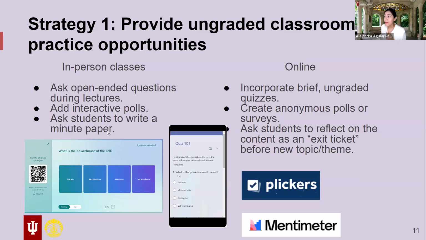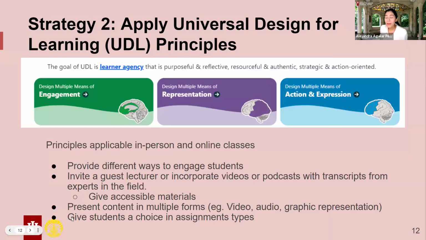Similarly, you can do this online by incorporating brief ungraded quizzes in your learning management system, or even asking students for an exit ticket or a brief reflection before they move on to the next topic. That can be done both in online spaces and in in-person classrooms through a minute paper. And these are just some tools that might be useful as well. But again, I would always recommend seeing what is already available to you at your university.